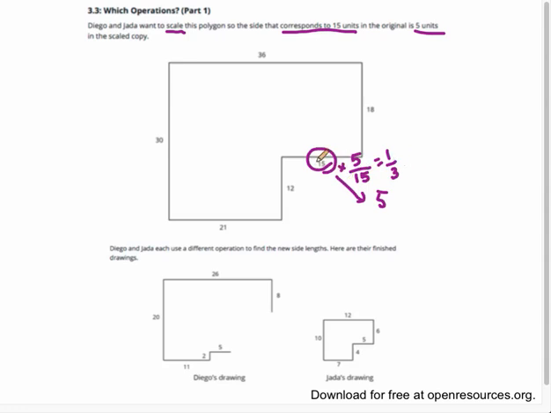Alright, so it seems like we'd be dividing all of these side lengths by 3 and then multiplying by 1, which is the same as just dividing by 3. So I'd multiply by 1/3, and if I multiply this side length by 1/3, 30 times 1/3 is going to be 30 divided by 3, which is 10. Is this 10? No, that's not 10. So it looks like Diego's drawing is not following the rules of making a scaled copy, but Jada's is, because this corresponding part is 10 as well.